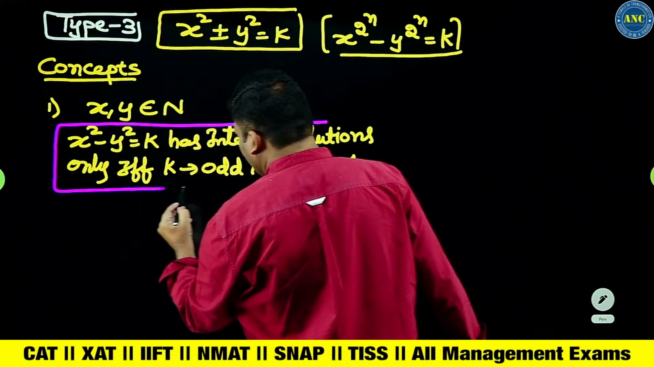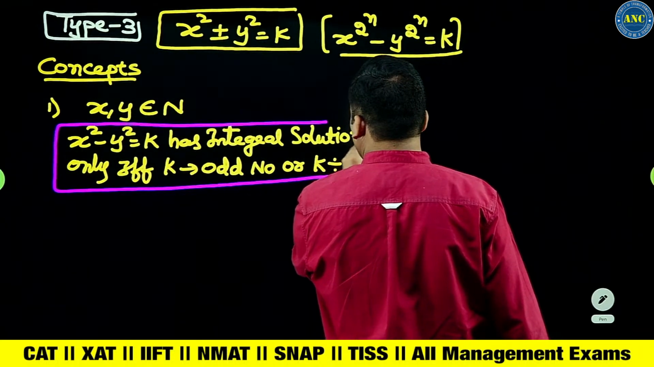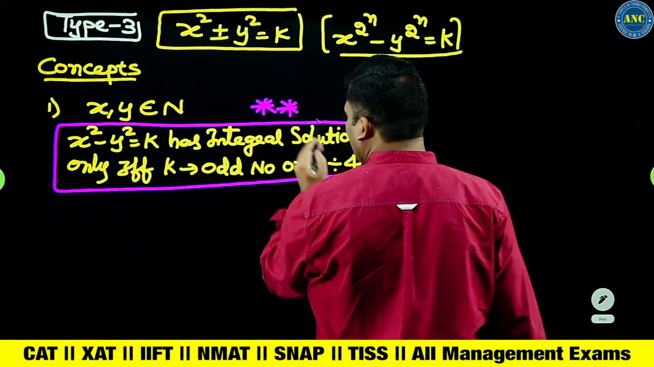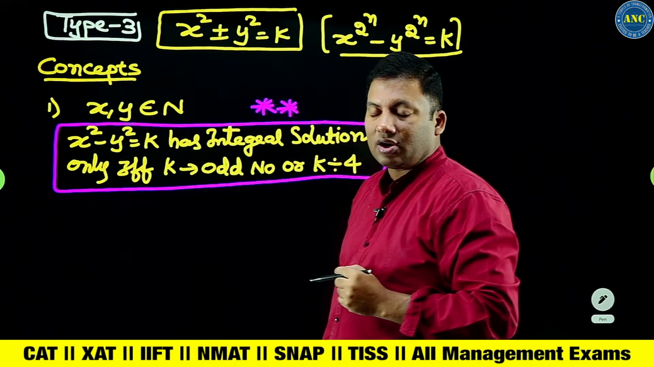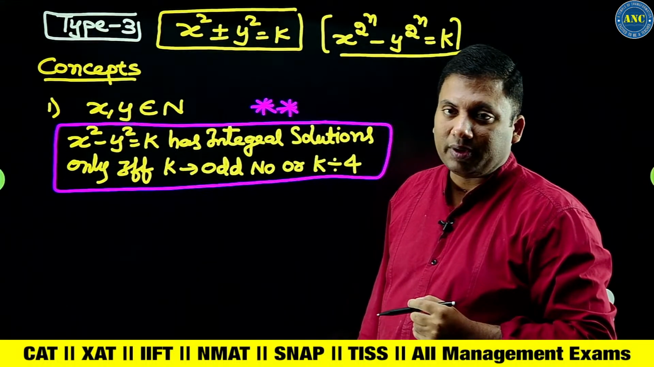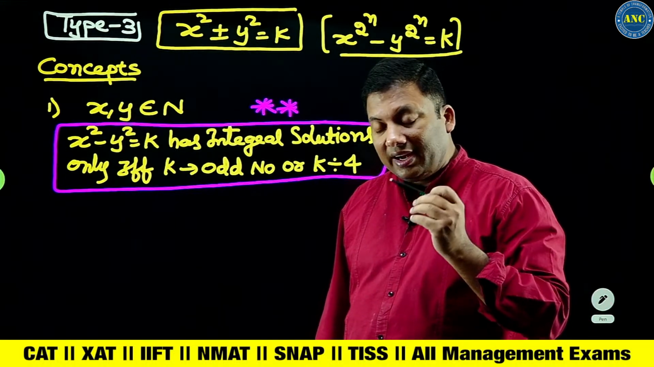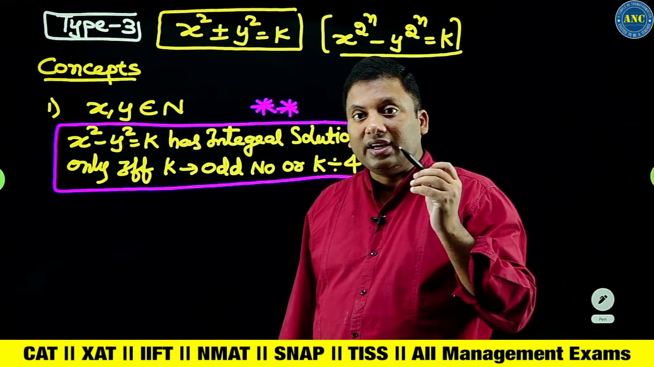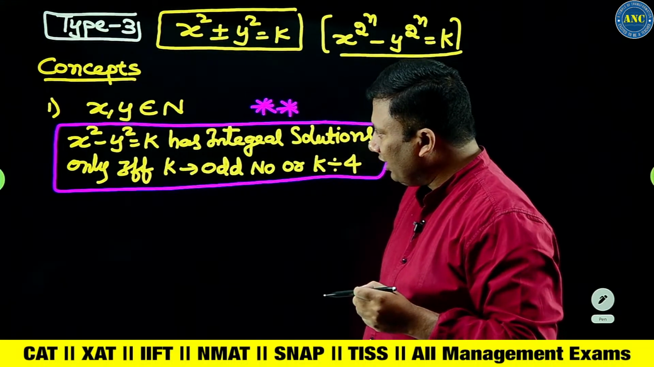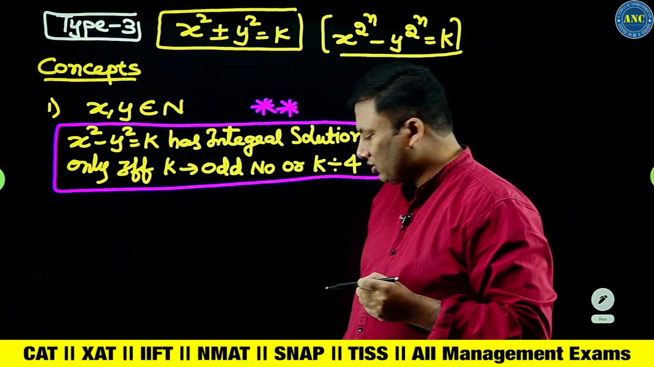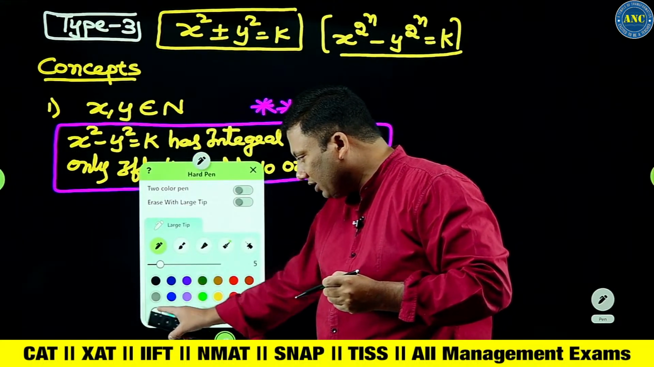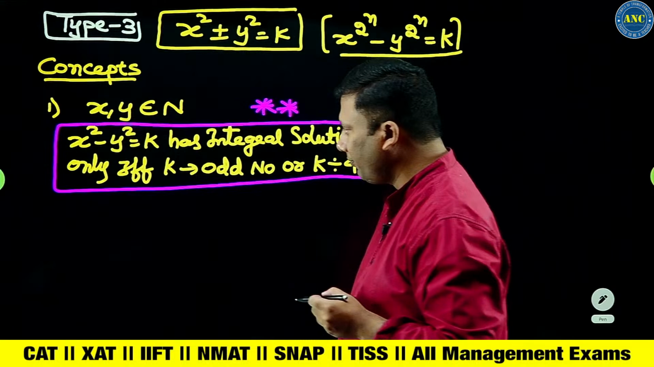x square minus y square is equivalent to k. This equation has integral solutions only if k is an odd number or k is a multiple of 4. Right hand side should be an odd number or right hand side should be divisible by 4. Then only x and y have an integral solution. Sir, why is it happening? Can you tell the proof behind this? Please write down the proof.